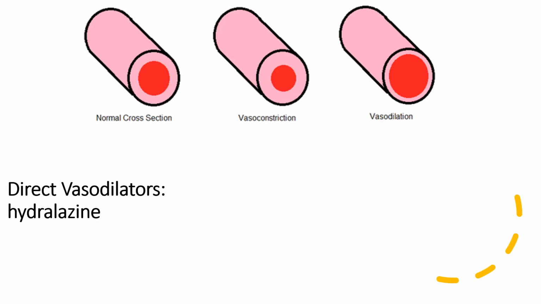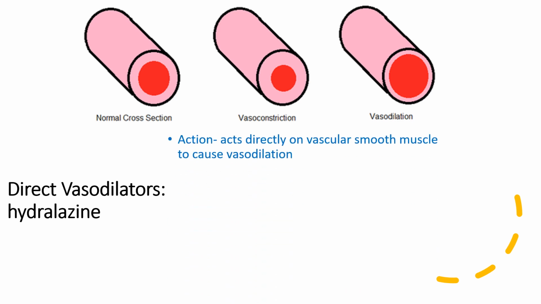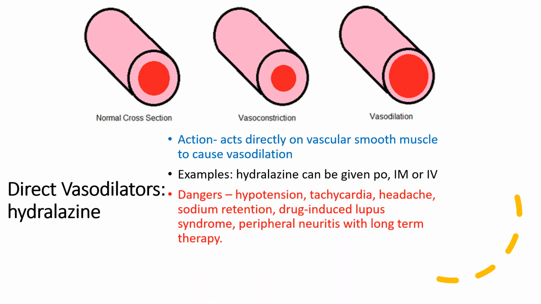Final category, it's the direct vasodilators. First example is called hydralazine. These act by impacting the vascular smooth muscle right there to cause vasodilation. Because these aren't working in a system like fight and flight or the Renin-Angiotensin-Aldosterone system, there are really no other side effects except just messing with the vessels. Hydralazine can be given PO, IM, or IV. So the dangers, like I said, are hypotension. If you drop the blood pressure, there's going to be a reflex tachycardia, possibly a headache, some sodium retention, drug-induced lupus syndrome, and possibly some peripheral neuritis with long-term therapy.